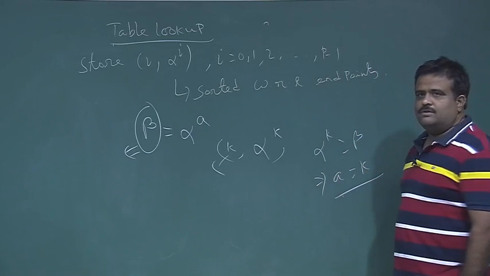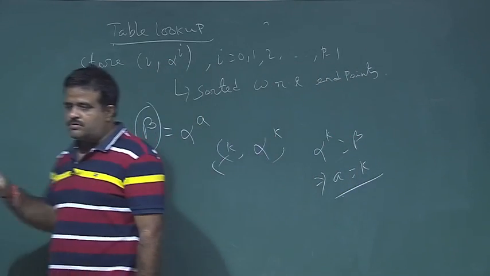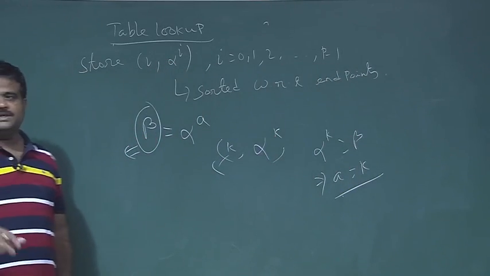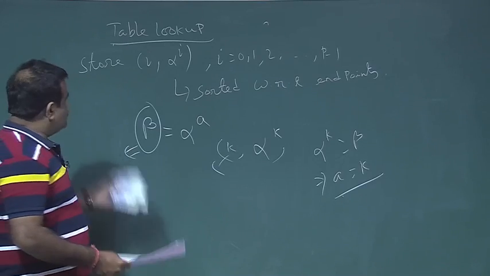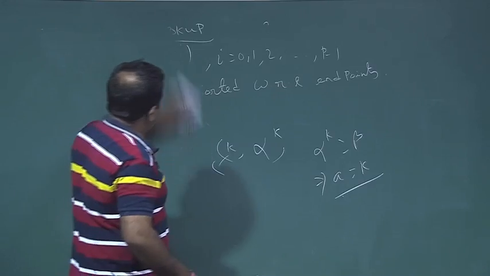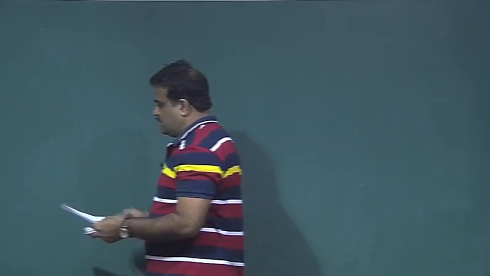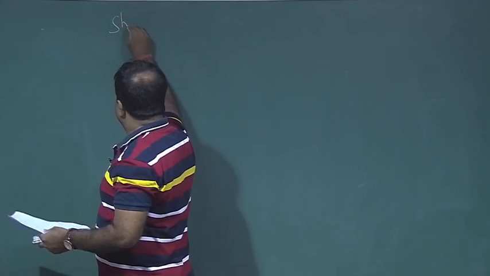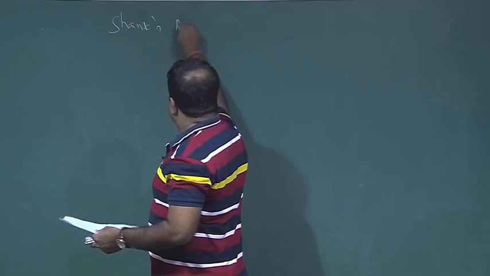So, this is the table lookup method, but this will take memory also, because we are going to store all these pairs in an array like this. Okay, so another method is Shanks algorithm. This is another method for finding the discrete log problem.